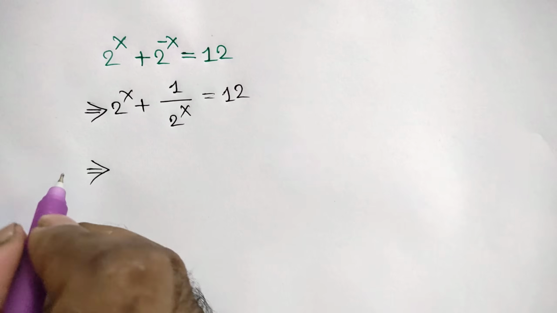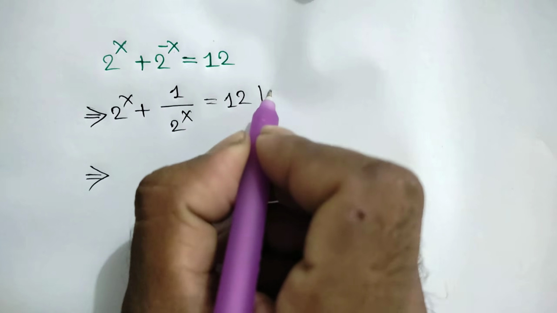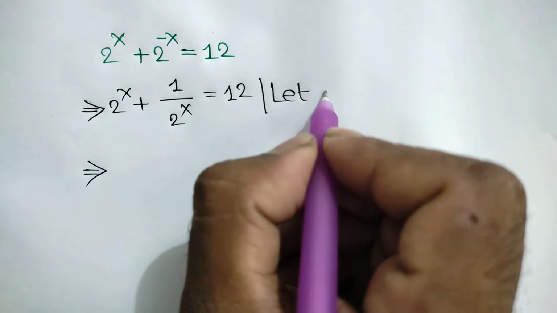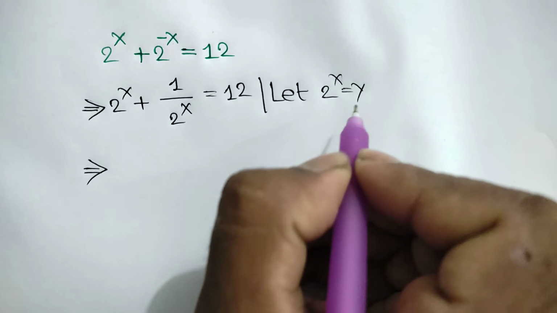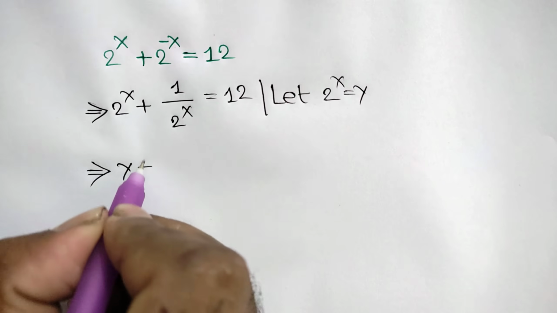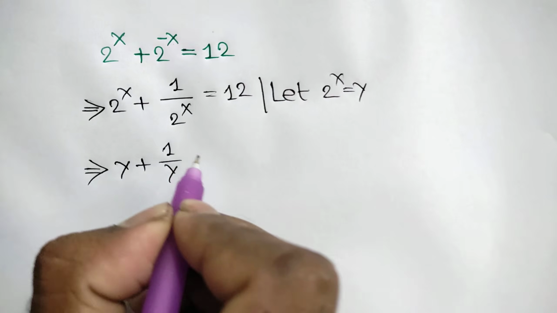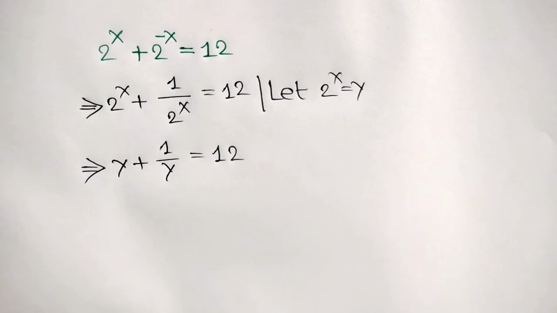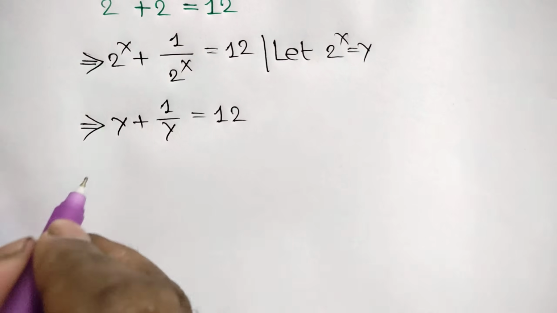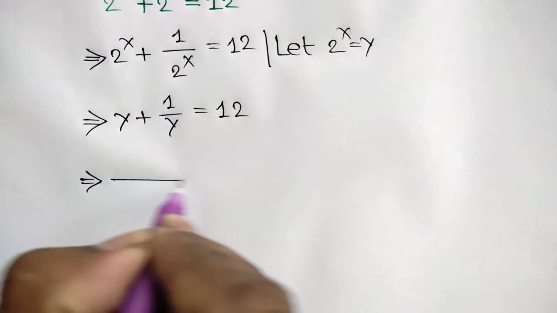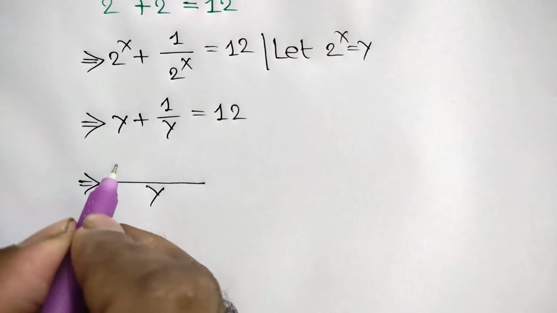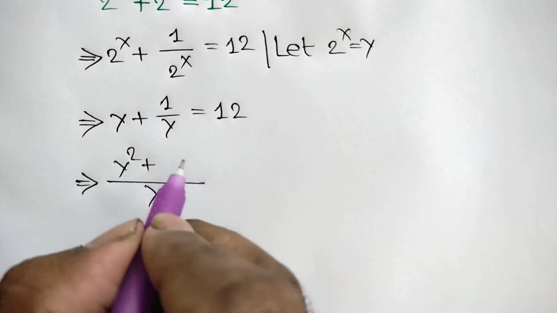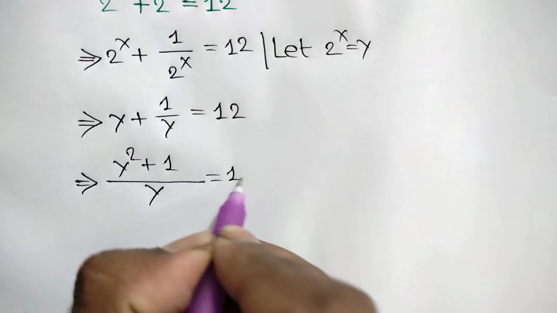Here, let 2 to the power x is equal to y, so we will get y plus 1 over y is equal to 12. Here the LCM is y, so we will get y times y is y square, plus 1 times 1 is 1, is equal to 12.